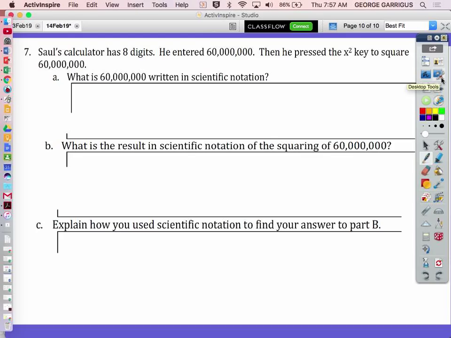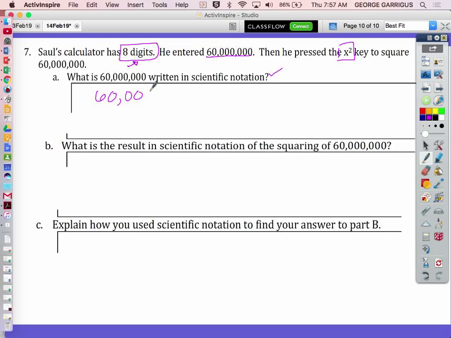Saul's calculator has 8 digits. Okay, that's important. He entered 60 million. Then he pressed the X squared key. Oh boy, he's squaring 60 million. Oh, but you know, his calculator is only going to show 8 digits. So let's write this as scientific notation, which it asked for in the first case.